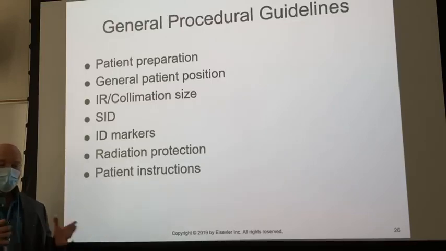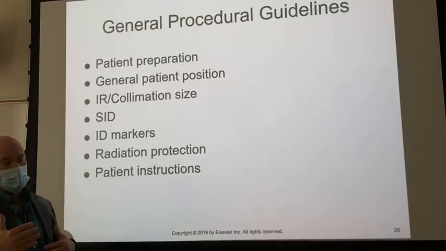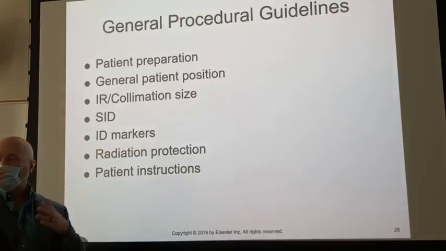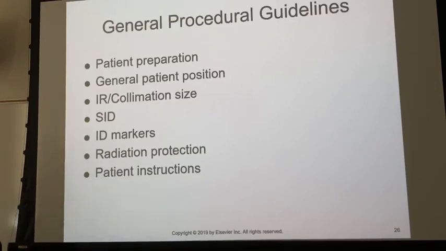Your image receptor size, your collimation and field, for the most part, for the C-spine is never going to be larger than 10 by 12. The 12-inch length is pretty standard, but you can collimate side to side so that you don't overexpose the patient. So instead of 10 by 12, maybe 8 by 12. SID is going to be according to which exam we're going to shoot. Some are going to be at 40 inches, some are going to be at 72 inches.